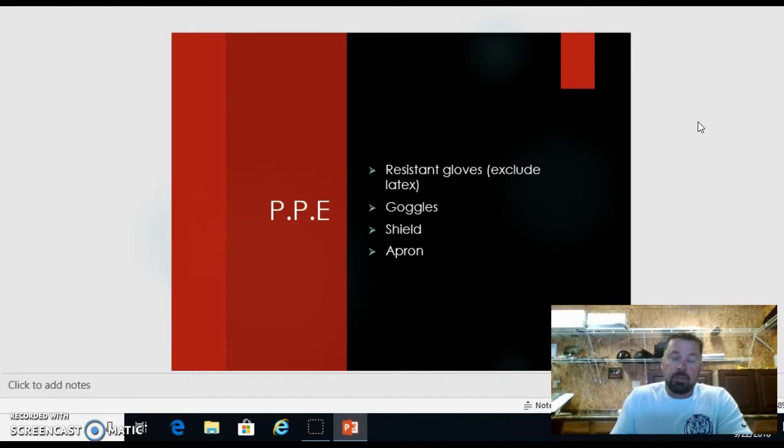In order to deal with acetic acid, you must wear the proper PPE. Wear resistant gloves, and do not use latex. You must wear goggles. You have to have a face shield or some type of shield, and an apron.